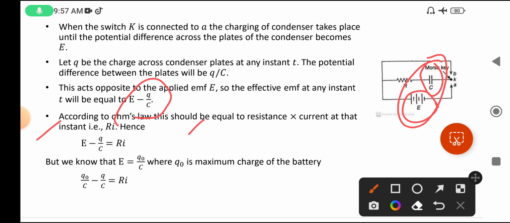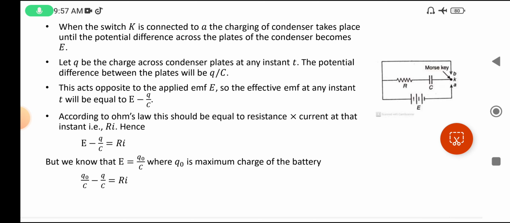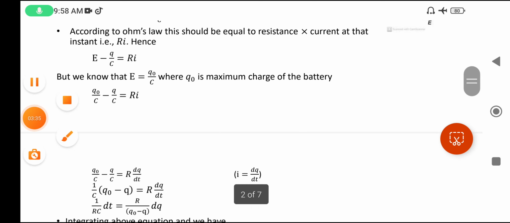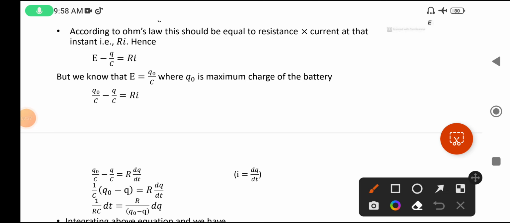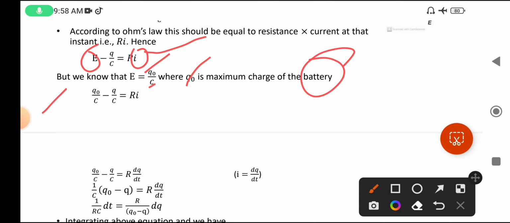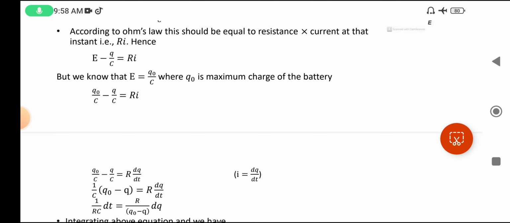According to Ohm's law, this should be equal to resistance times current at the instant t, that is Ri. So this value equals the product of resistance and current according to Ohm's law. Now what we have to do is change this whole equation into charge only, but here we have the current. So change it, and E also. We know that E is equal to Q naught by C, where Q naught is the maximum charge.